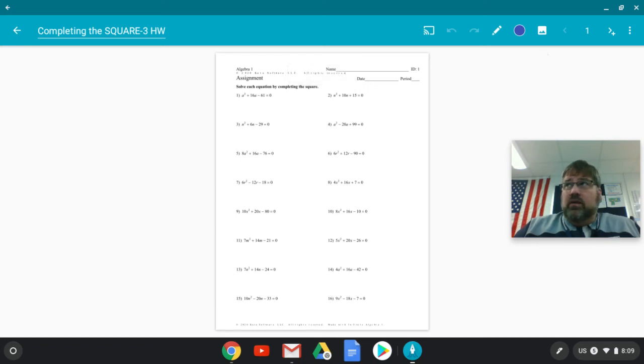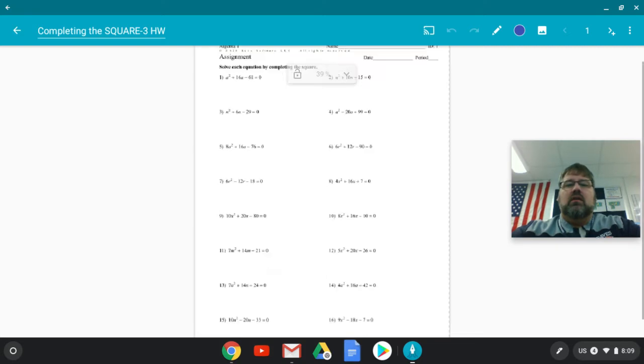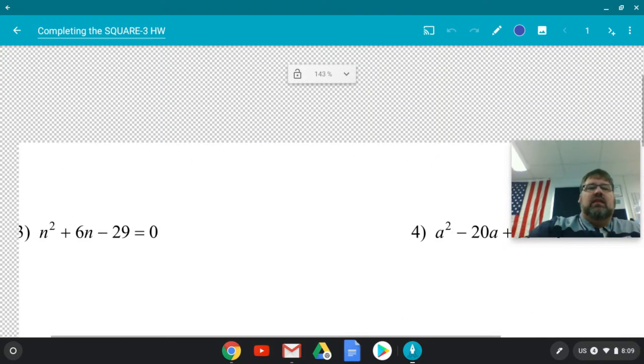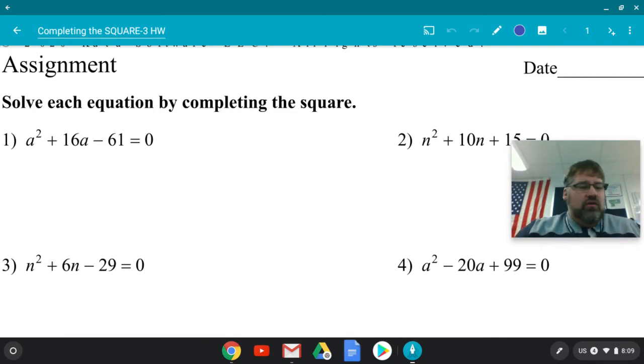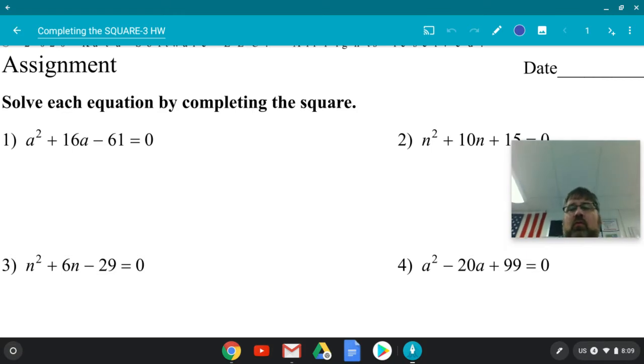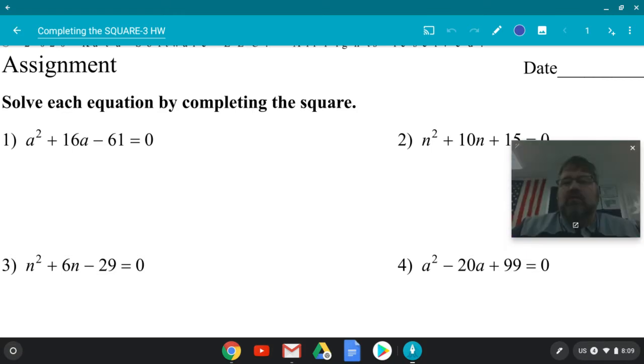All right, we're going to continue our work on completing the square. We're going to get a little bit more difficult today because we're going to start dealing with completing squares when we have a leading coefficient. The first couple that we're going to do will be normal, what we dealt with last week. Then we'll get into the more difficult ones. Let's go to work.